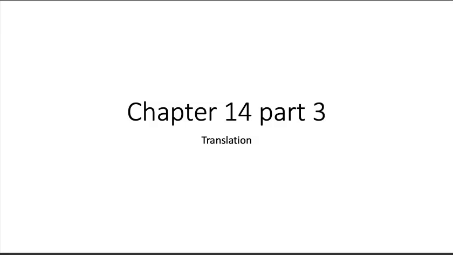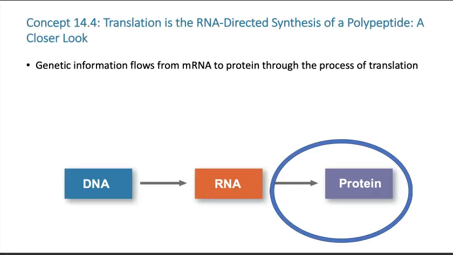Welcome back to Chapter 14, Part 3, and let's move on with translation. Translation is the second of the two steps in the making of a polypeptide. We talked about transcription before, and remember in bacteria, transcription can happen at the same time as translation, but in eukaryotes, it has to happen in the cytoplasm, so that has to have its own very separate step. And we have to, of course, modify our RNA in eukaryotes before we can get to translation.